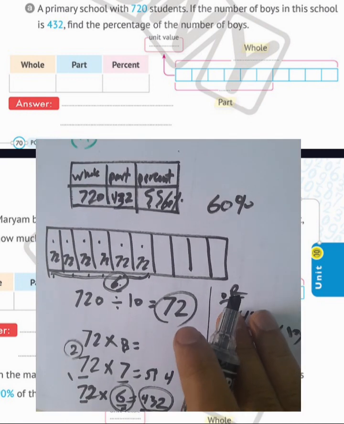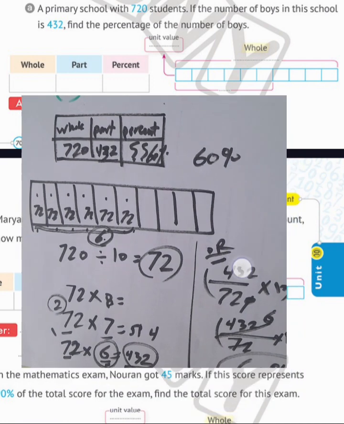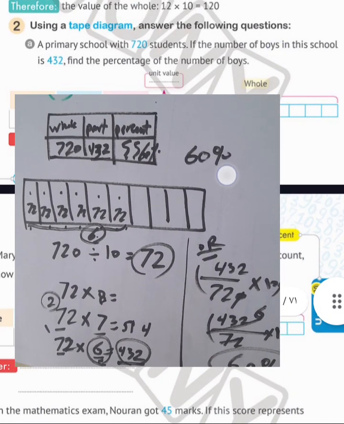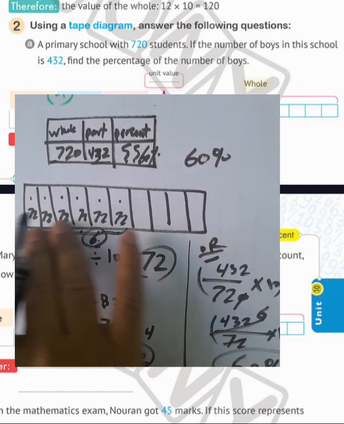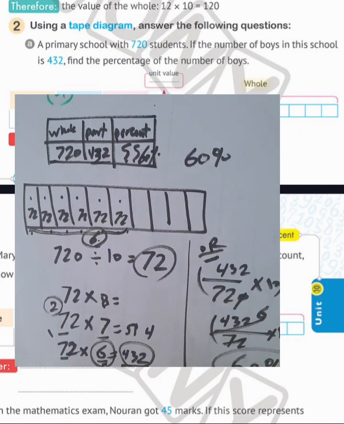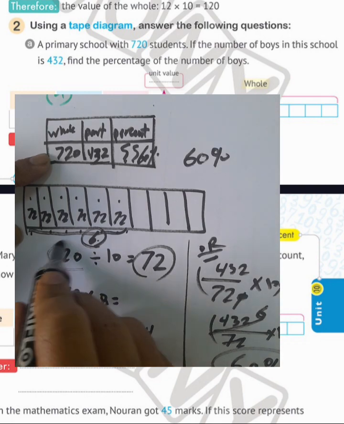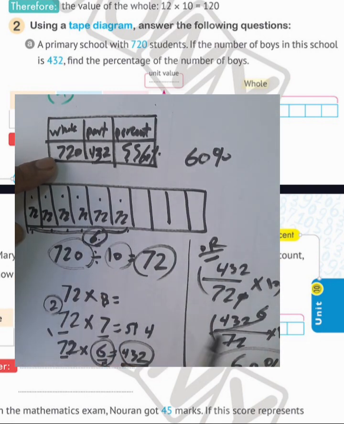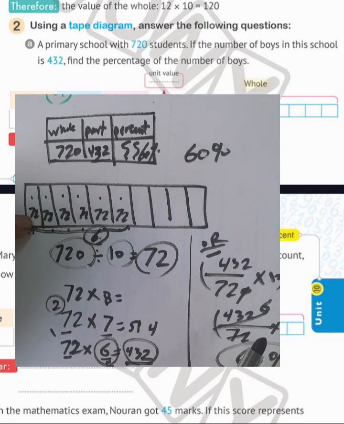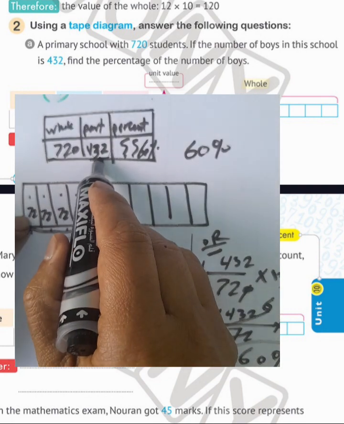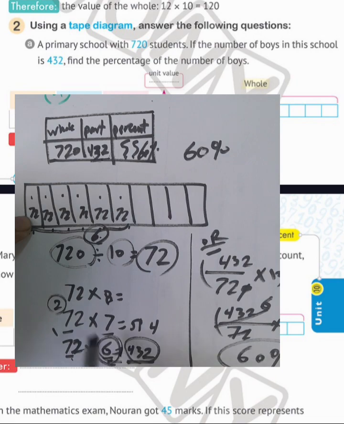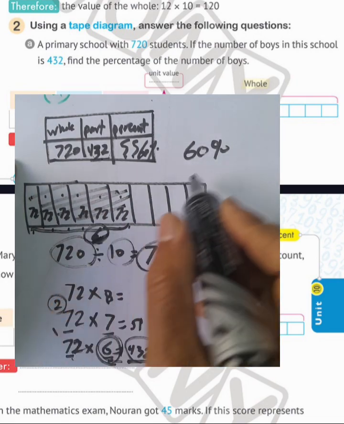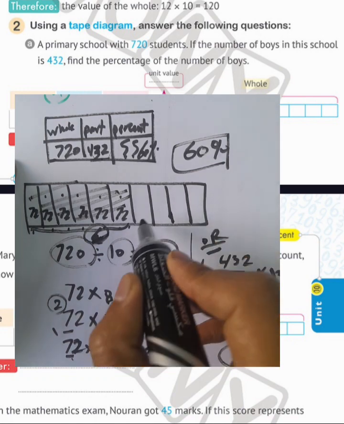But you won't use this method using a tape diagram. Okay, using a tape diagram solves the example. Again, we will draw the model and divide it into 10 parts, and we can write 720 divided by 10 equals 72, and each part 72. And ask yourself, 72 times what equals 432? 72 times 6, then you must color 6 parts. Then 6 times 10, it will be 60, because the value of each one will be 10.